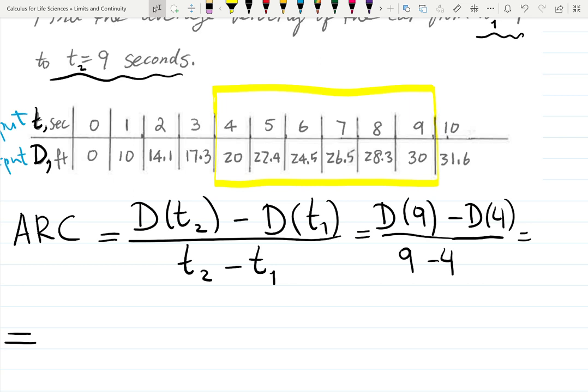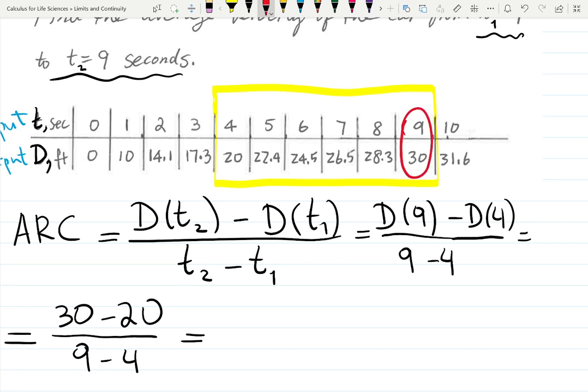So what are the numbers for the numerator? 10. Yeah, but how did you get it? Don't skip the steps. I already can see who will lose points for not showing work on the test. So 30 minus 20, how did you get it? It was here, right? Input versus output. 9 and 4 are inputs. 30 and 20 are outputs. Which is 10 over 5. Which is 2 units? Who knows?